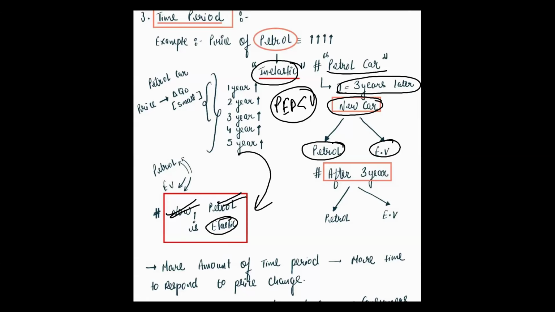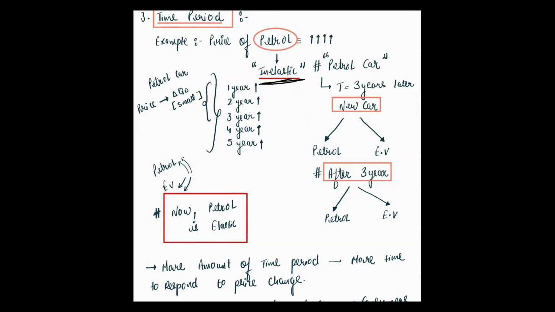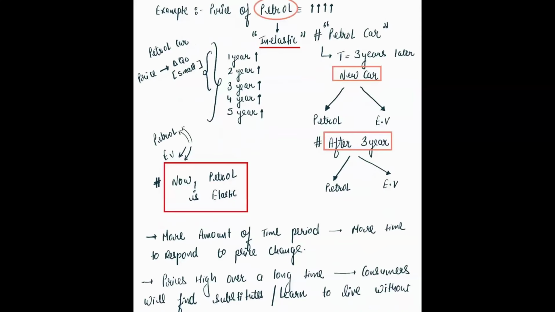So at this time petrol is inelastic because if the price increases, quantity demanded of petrol cars will decrease only a little. But as the options increase, EV आ जाएगा, बहुत सारे कार के options आ जाएंगे. So price आप पेट्रोल की कितनी भी बढ़ाते जाओगे, it will change to elastic. People will go for the alternate option. So time period is also a determinant or a factor for price elasticity of demand. More time period means more time to respond to the price change.